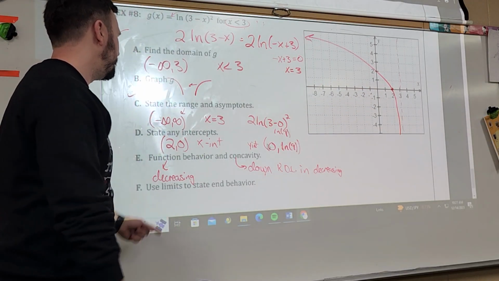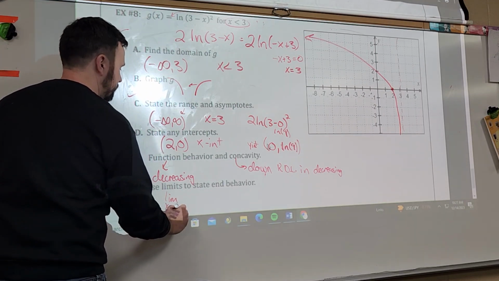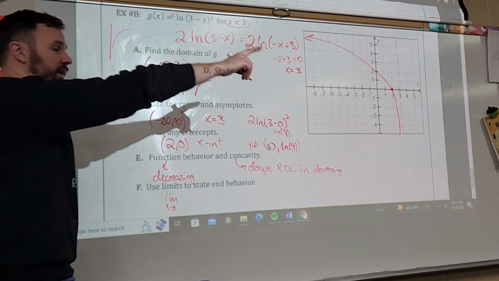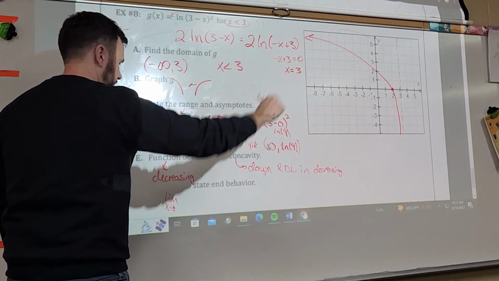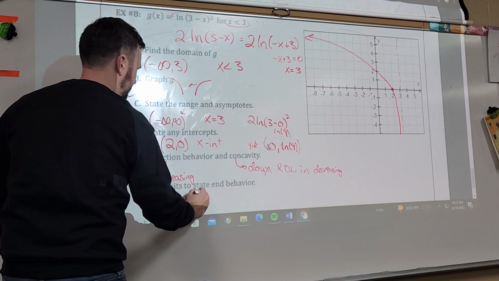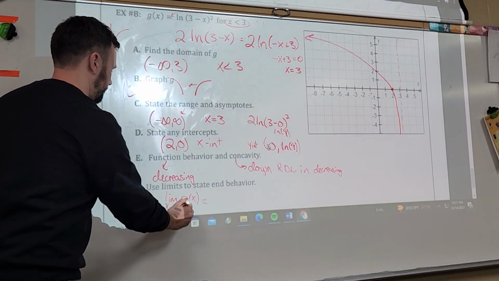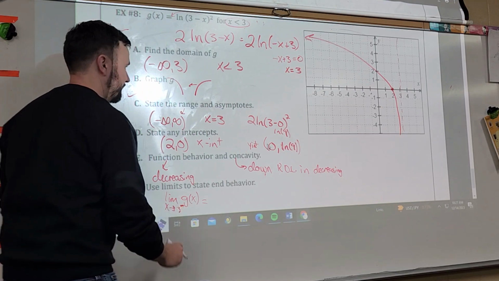Limits. What's my limit as x goes to... now I can't go to infinity, right? I would go to 3 from the positive, and I have to put g of x here. Oh, from the negative. Jimmy Crickets. Math is tough.